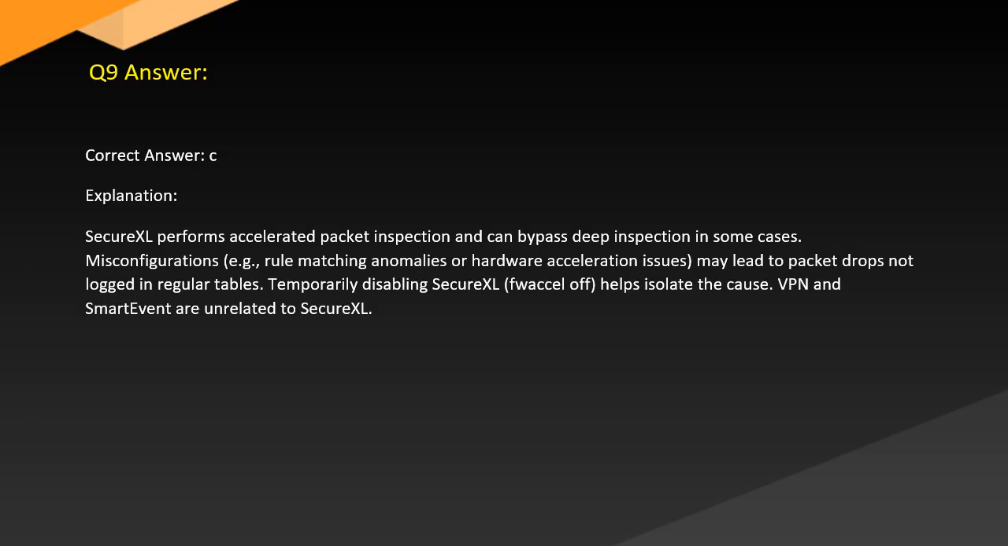Answer. Correct answer: C. Explanation. SecureXL performs accelerated packet inspection and can bypass deep inspection in some cases. Misconfigurations, e.g. rule matching anomalies or hardware acceleration issues, may lead to packet drops not logged in regular tables. Temporarily disabling SecureXL with fwaccel off helps isolate the cause. VPN and SmartEvent are unrelated to SecureXL.